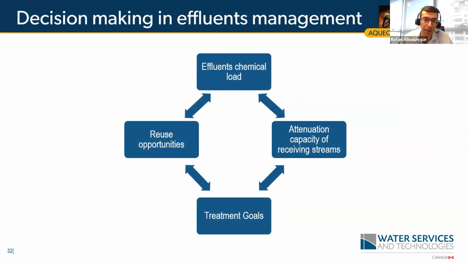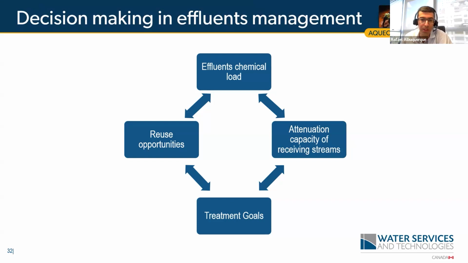So if I were to add all of this in a very simple diagram, we have the effluent's chemical load. That's something that we need to understand, right? So this is what the operations generate. Obviously, we can look at potential operations changes, but let's say that's what they generate. We can look at reuse opportunities. And at the end of the day, there's always some effluent, or usually some effluent, that is going to have to be released. So for this effluent that is going to be released, you need to evaluate the attenuation capacity of the potential receiving streams. And hopefully by assessing these, we can reach the treatment goals.